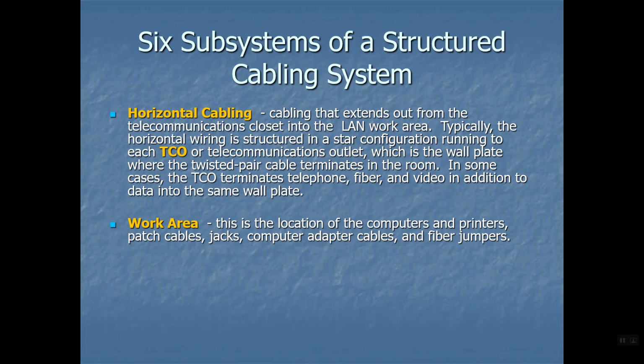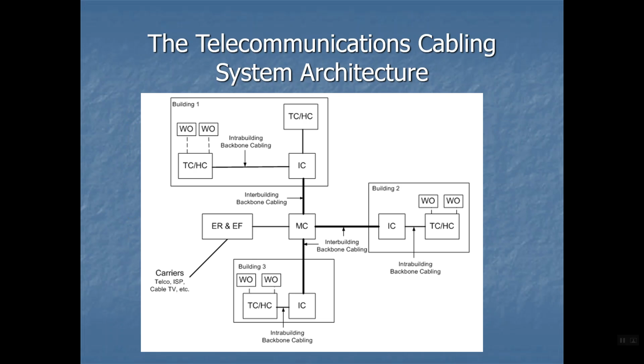Horizontal cabling is the cable that extends out from the telecommunication closet into your LAN work area. That's your drop; at least when I was doing cables, we referred to them as drops. This cable might be either fiber optic, depending on the application, or UTP or STP, which is unshielded or shielded twisted pair. The work area is the location of the computers and the printers, where you use patch cords or patch cables, and that's basically where people are working.